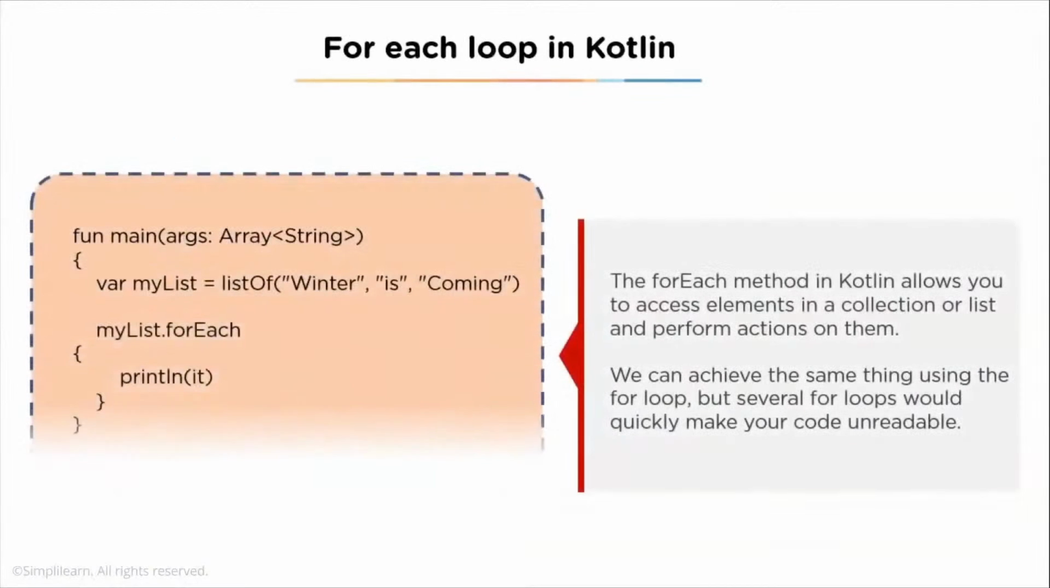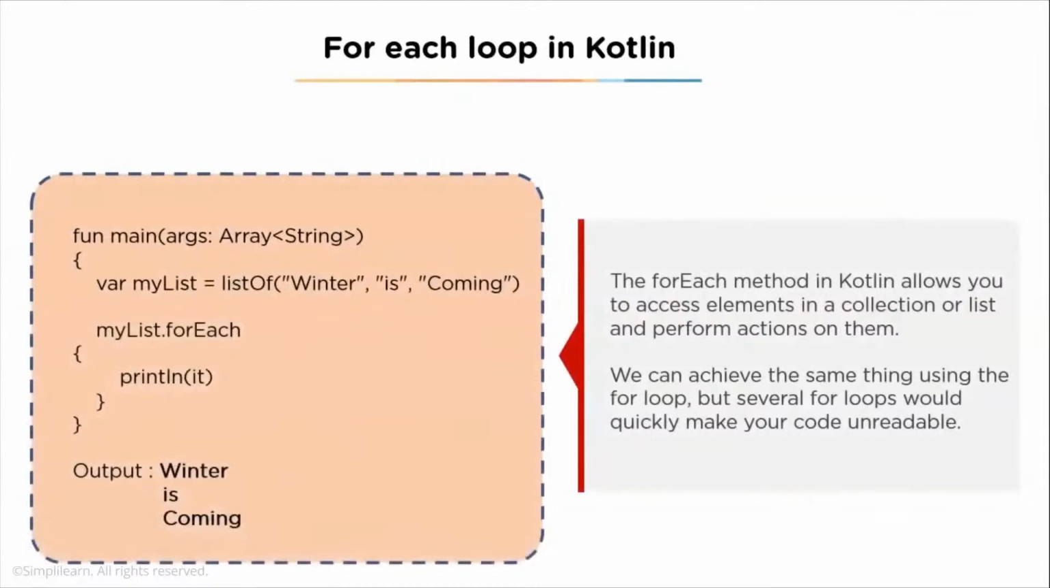The forEach method in Kotlin allows you to access elements in a collection or list and perform actions on them. We can achieve the same thing using the for loop, but several for loops would quickly make your code unreadable. As we can see in this example, there is a list named mylist, and like in arrays we use arrayOf function, similarly in list we use listOf function. The elements of the list are winter, is and coming. So there are three elements. First is winter, then is, then coming.